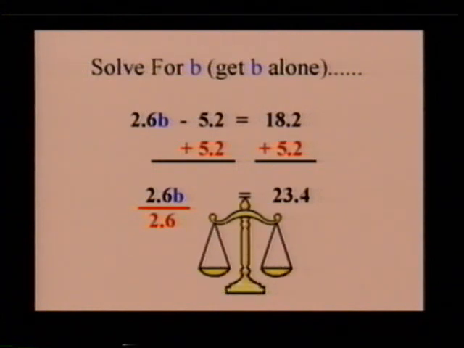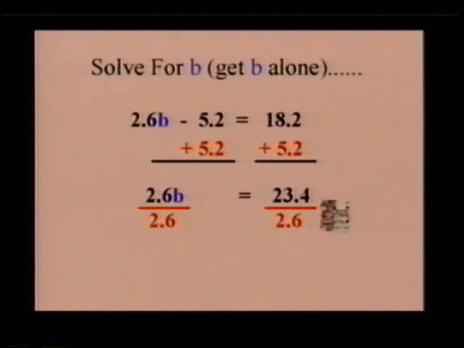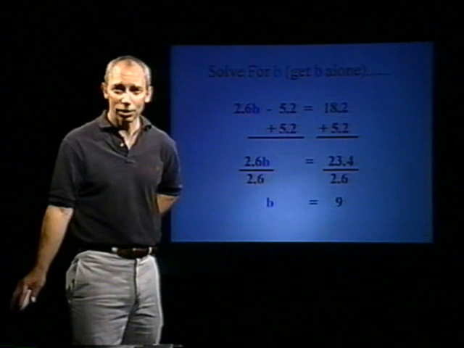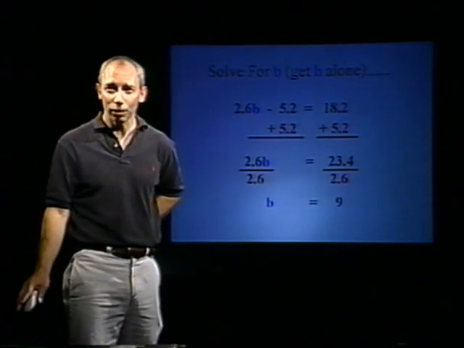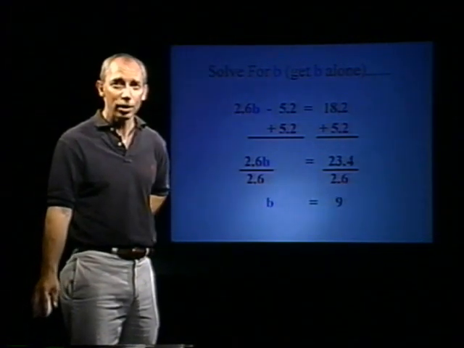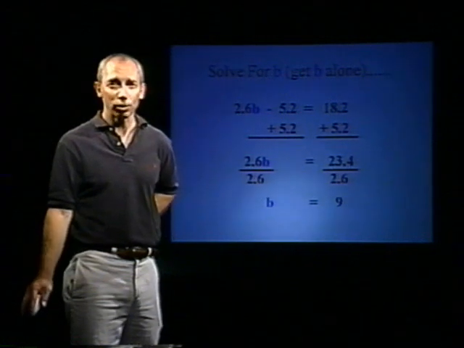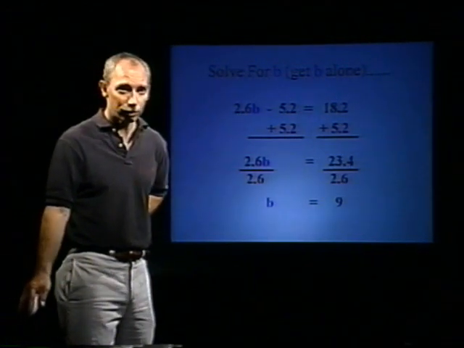Whatever I do to one side, I have to do to the other. I'm not going to review how to divide decimals. If you have trouble with that, go back to your pre-algebra. And 1b, or b, equals 9 in this case. So that's the difference depending on what order you're following. You follow the order of operations to do a problem, and you do the order of operations backwards to undo a problem.